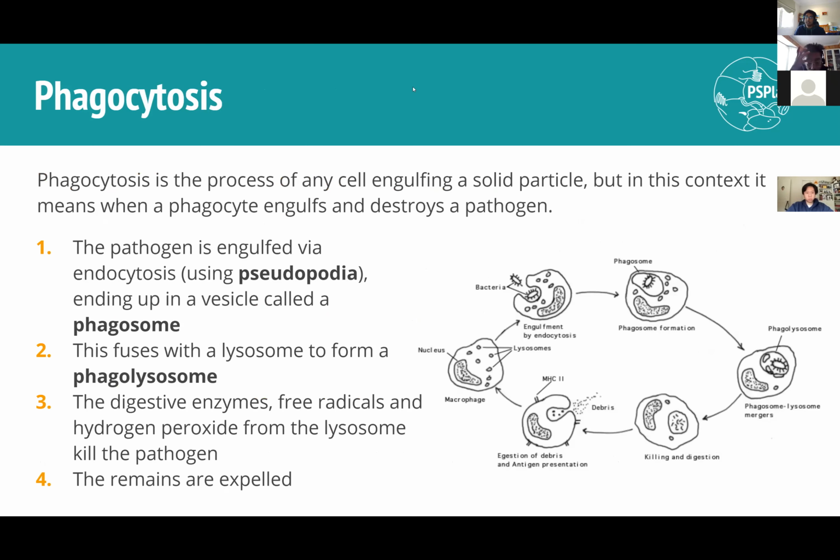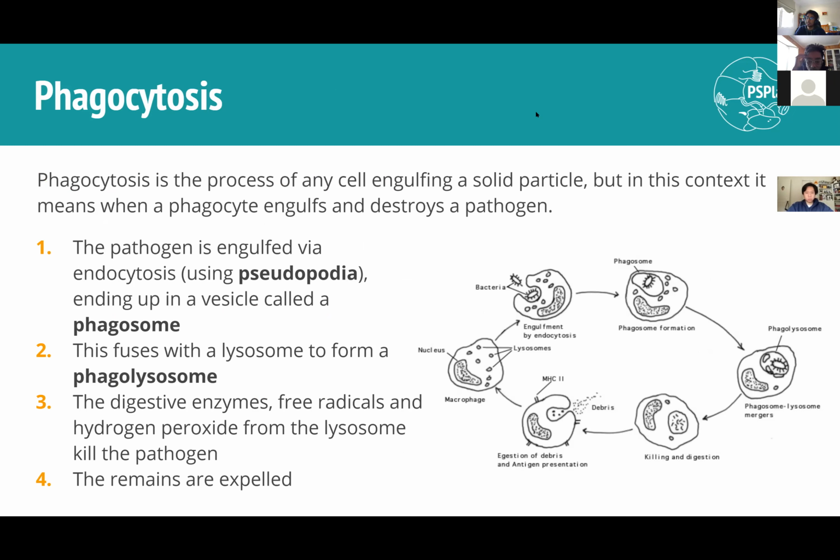All right, phagocytosis. You guys probably know this already. The basic idea is we've talked about endocytosis already. We've got pseudopods, which are just those little bits you can see sticking out on either side of the bacteria in the top left. That's just the name for those little bits sticking out on either side to help us get the bacteria inside. So we engulf it, and then it ends up in a vesicle, because anything we endocytose ends up in a vesicle. We call that a phagosome.